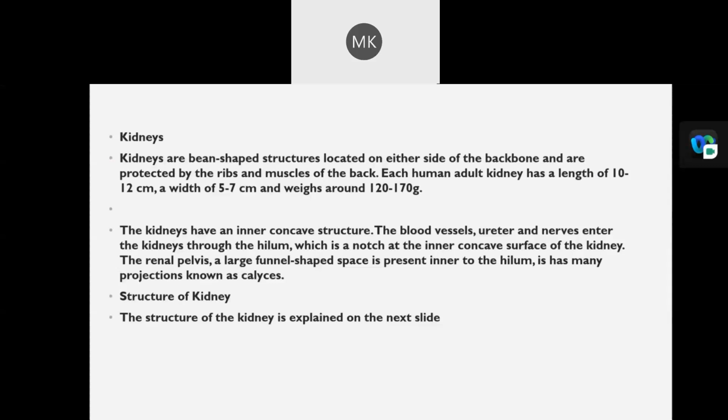The kidney has an inner concave structure. The blood vessels, ureter, and nerves enter the kidney through the hilum, which is a notch at the inner concave surface of the kidney. The renal pelvis, a large funnel-shaped space, is present inside the hilum. It has many projections known as calyces. Structure of kidney. The structure of kidney is explained on the next slide.